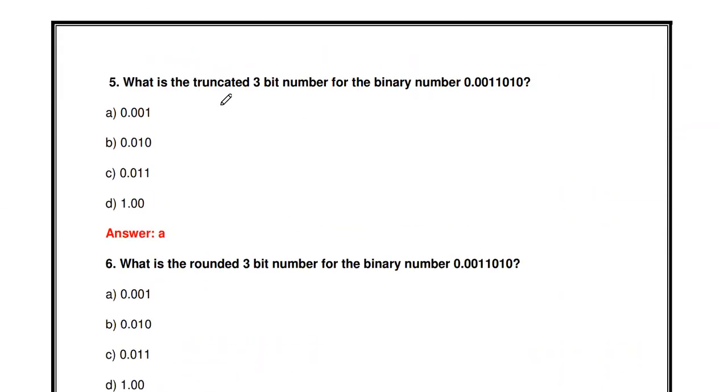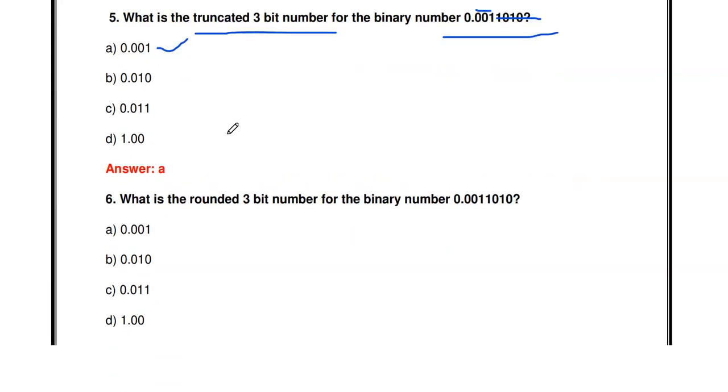Then the next one: what is the truncated 3-bit number for the binary number 0.0011010? We have to truncate this number to only 3 bits. After the binary point, you keep the 3 bits, 001. Then from the 4th bit onward, you just discard the remaining bits. So the answer is 0.001, so A is the answer. This is truncation. Similarly, if truncated to 4 bits, you keep the first 4 bits and discard the rest. This is a simple process.